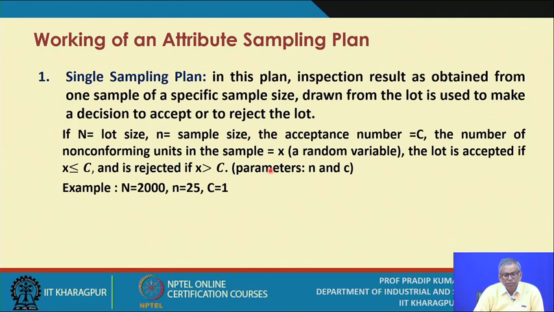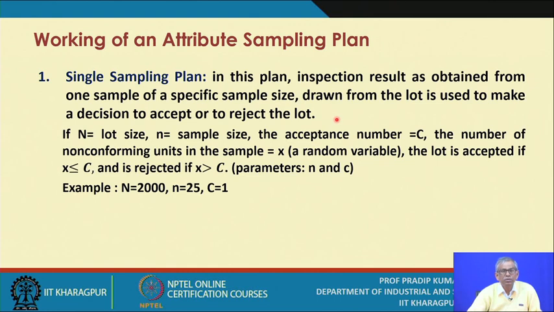Under attribute sampling plans, there are varieties of sampling plans. We may opt for a single sampling plan, a double sampling plan, or a multiple sampling plan. Now what is the working of such plans? If you deal with the single sampling plan, in this plan the inspection result obtained from one sample of a specific sample size drawn from the lot is used to make a decision to accept or to reject the lot.